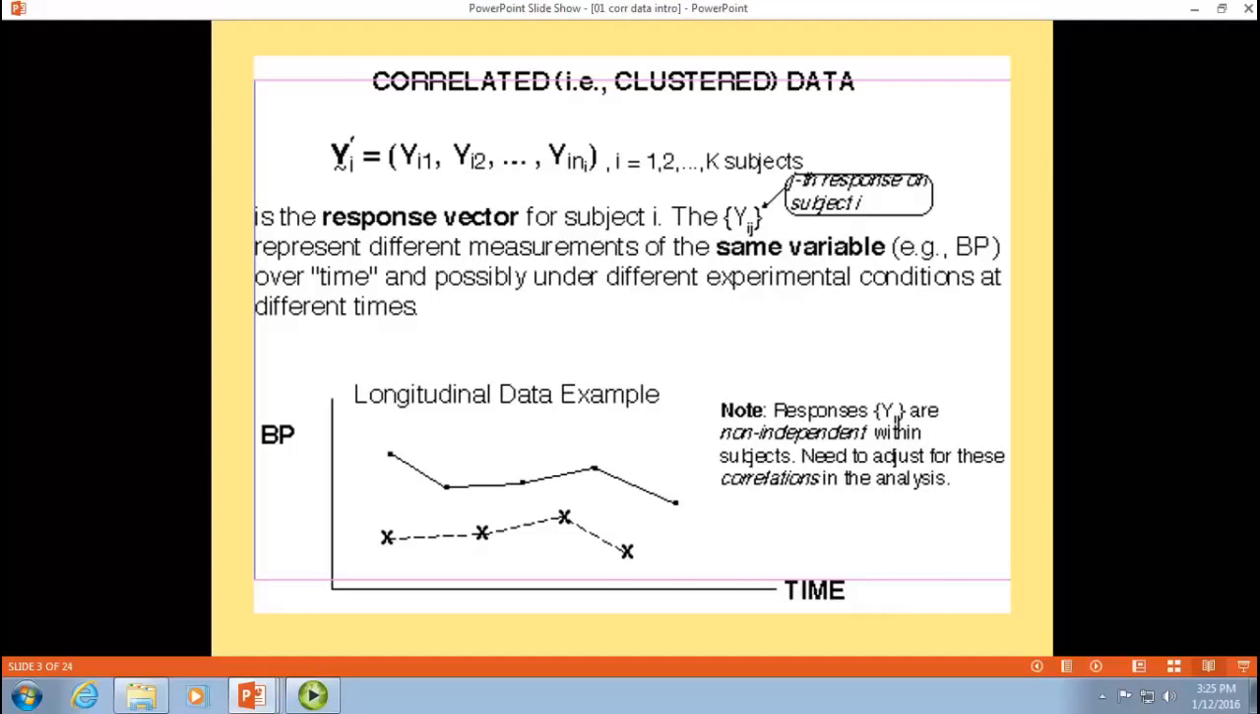Okay. Now, you can imagine that this is starting to get a little complicated, and I haven't even talked about the X's yet. Those are the predictor variables. But just in terms of the y's, things are getting a little complicated.